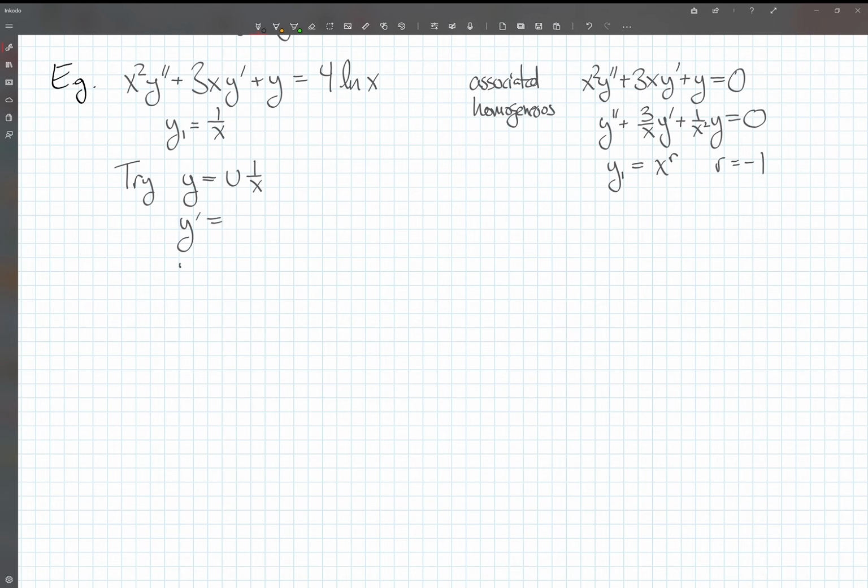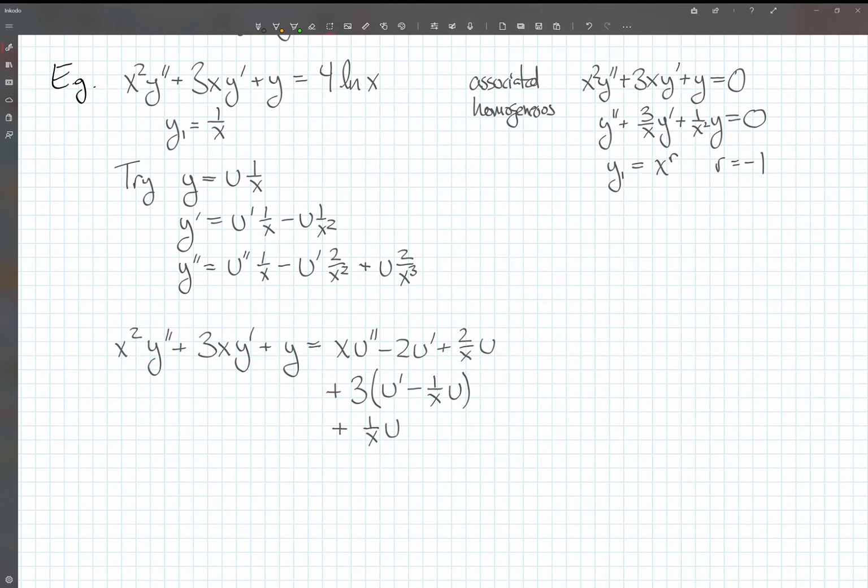To do that, we need to know y prime and y double prime. Once we know y prime and y double prime, we just plug them in. And if we simplify that, we get x u double prime plus u prime. Now, what do we want about that? We want that to be the same right-hand side as the original equation. And so you can see this is a differential equation. Now, at first glance, it looks like it's second order. It involves u double prime. The important thing, though, is that there's no u's here. There's just u double prime and u prime.